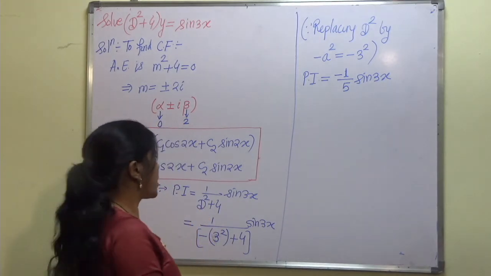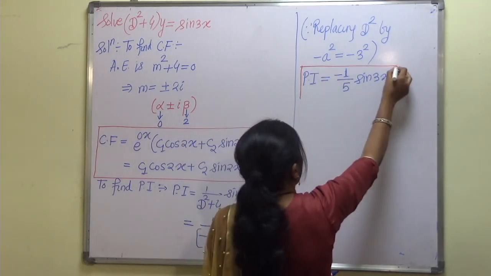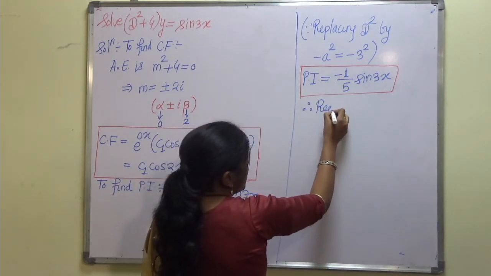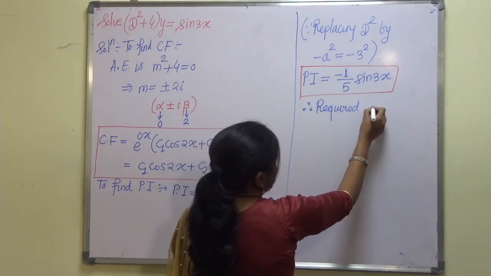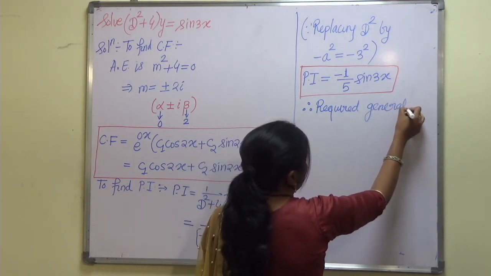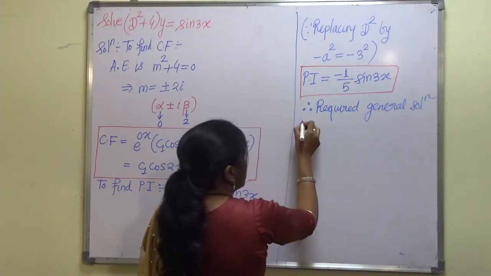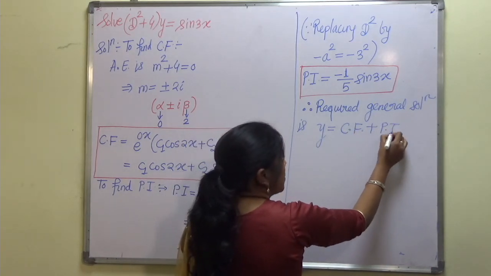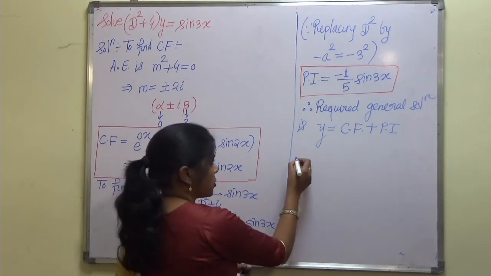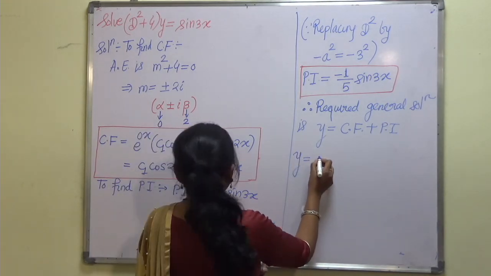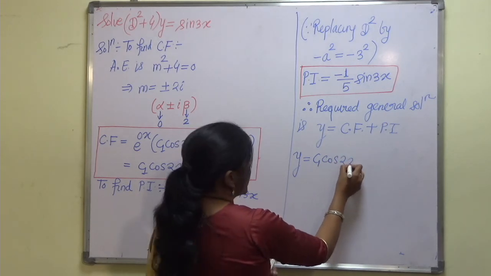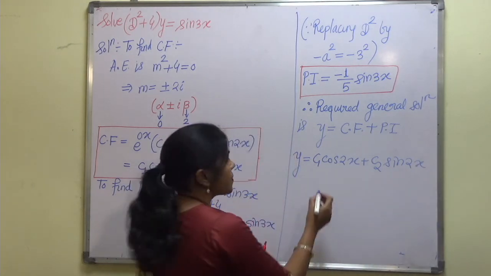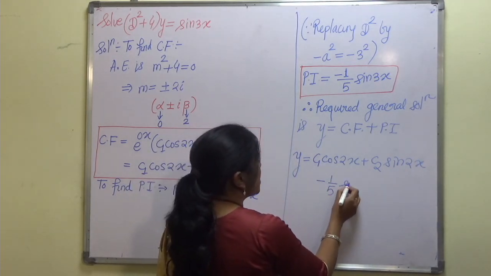This we have. Therefore we will write the required general solution. The required general solution is y equal to complementary function plus particular integral. Substitute CF and PI. So that is C1 cos 2x plus C2 sin 2x minus 1 by 5 times sin 3x.